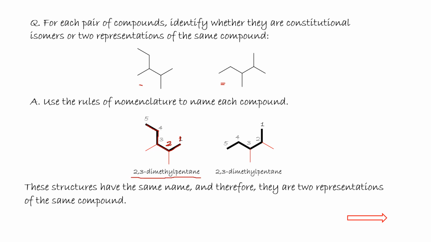2,3-dimethylpentane. For this structure, again, we selected the long chain, 5 carbon chain, and again, when we name it, giving the number 1, 2, 3, 4, 5, we find out that the name is 2,3-dimethylpentane. It's the same name. So these structures have the same name, and therefore they are two representations of the same compound.